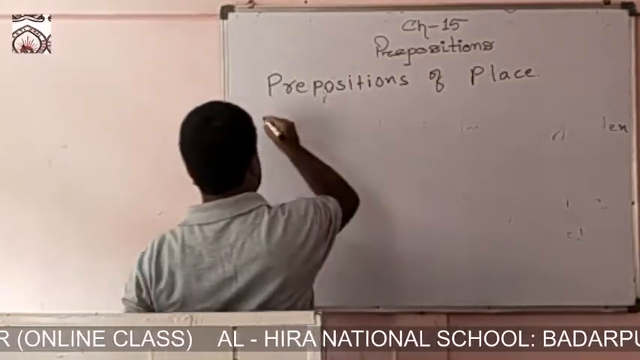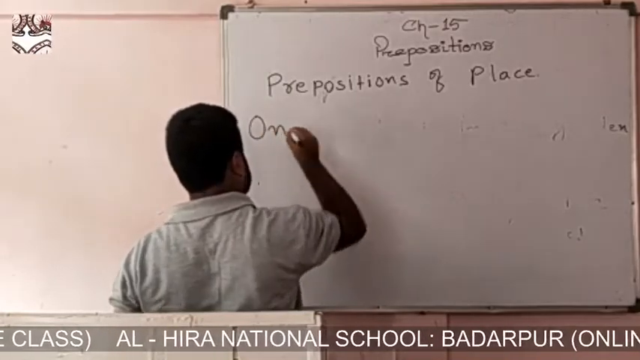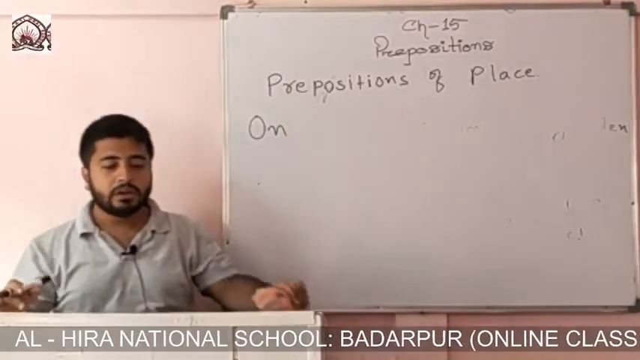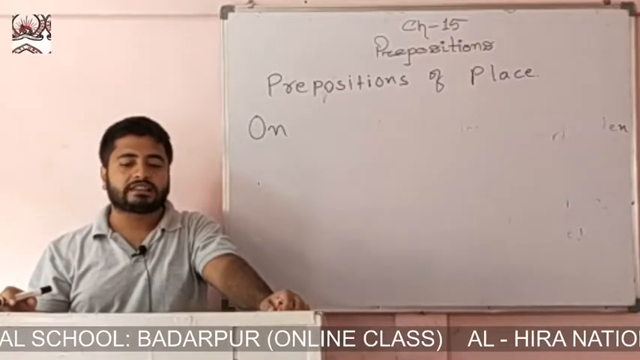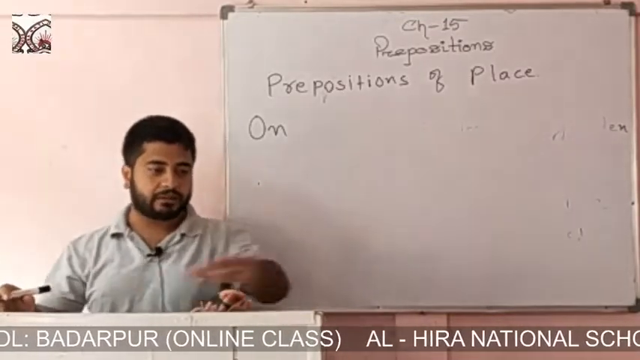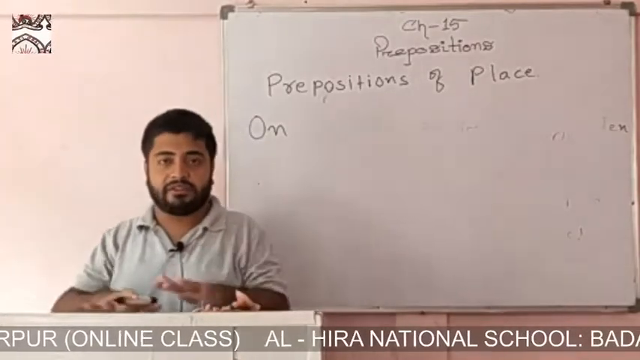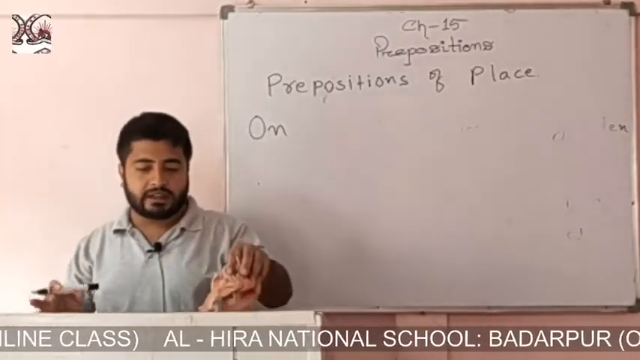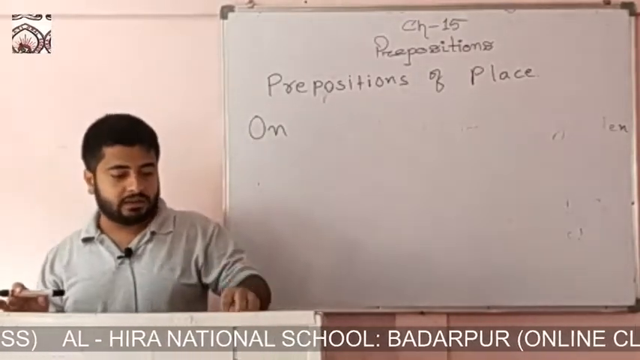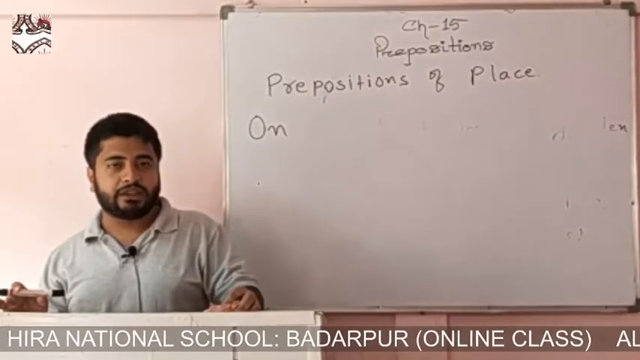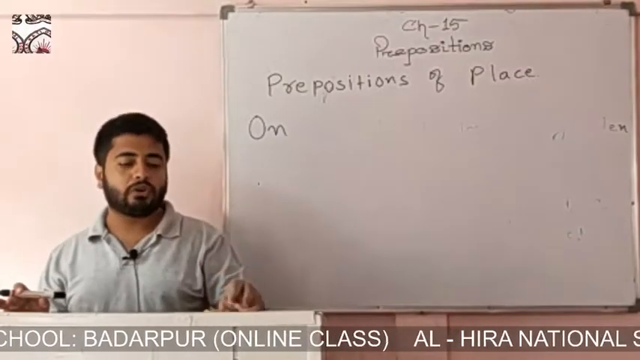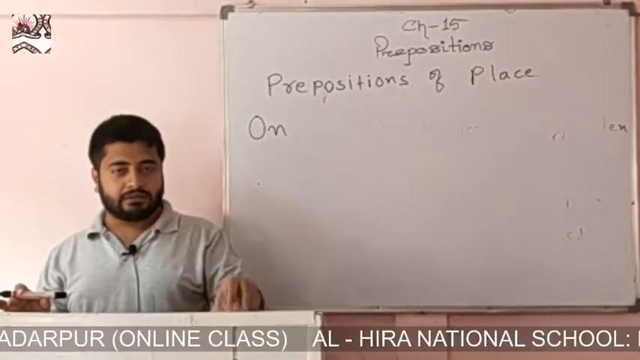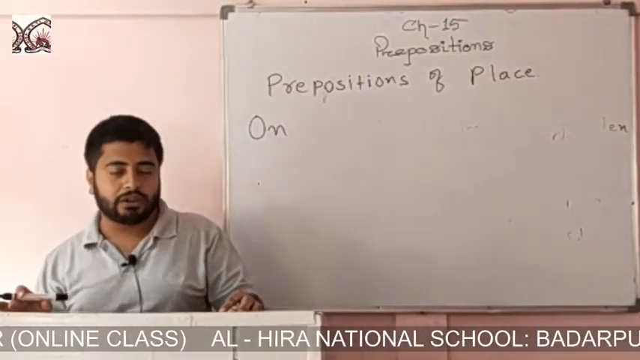Where to use on. It is a preposition which is used to describe a surface. Like this, this is a surface. So if a thing is touching a surface, then we will use on.